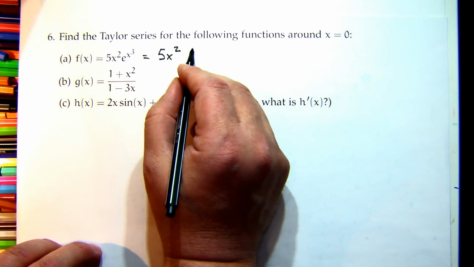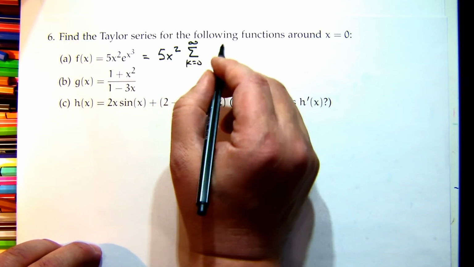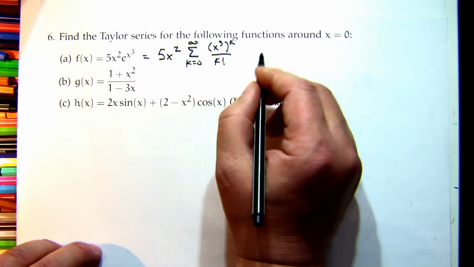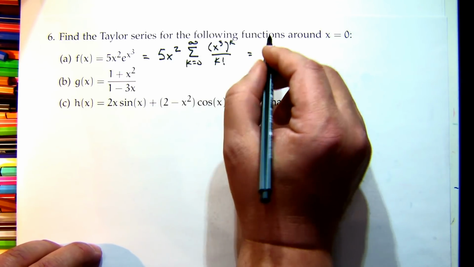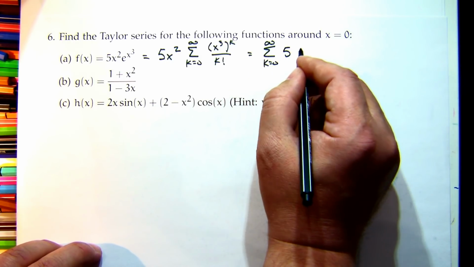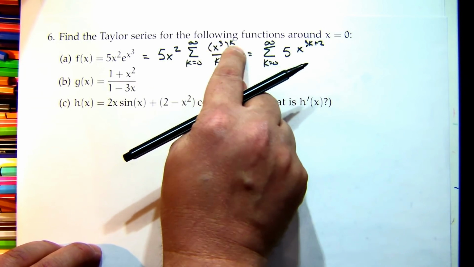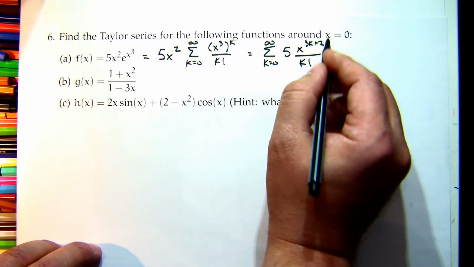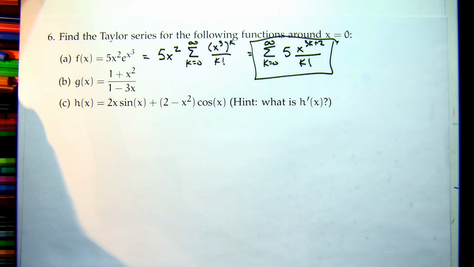I know the Taylor series for e to the x, it's the following. You take the sum, 0 to infinity, whatever's on the inside, x cubed to the kth power divided by k factorial. And then I can just bring that 5x squared inside. So that's the sum k equals 0 to infinity, 5 x to the 3k plus 2, because I have 3k from the x cubed to the k plus 2 more from the x squared, divided by k factorial, and part A is done. So that's part A. Yes, sometimes we do ask you easy questions.